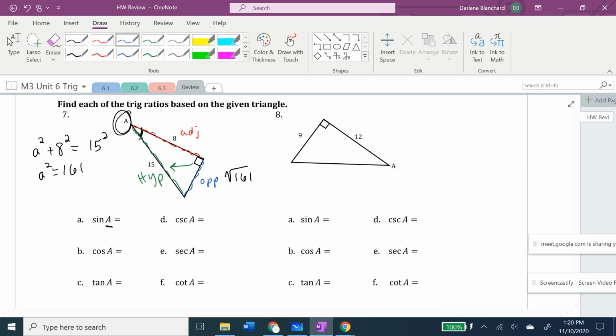So opposite over hypotenuse means the sine is the square root of 161 divided by 15. For cosine, what do you get for cosine? You can type that into chat.